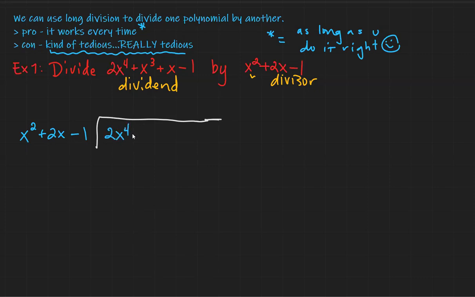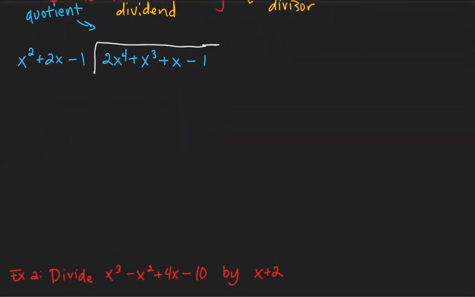2x to the 4th plus x cubed plus x minus 1. Make sure you leave room up here for, hopefully remember, this is called the quotient. Okay. All right, let's do this step by step just to see where everything falls into place, okay? So just like with the numbers, we're gonna ask ourselves how many times the 15 goes into, it couldn't go into 3, so we moved to 34. This is kind of similar.